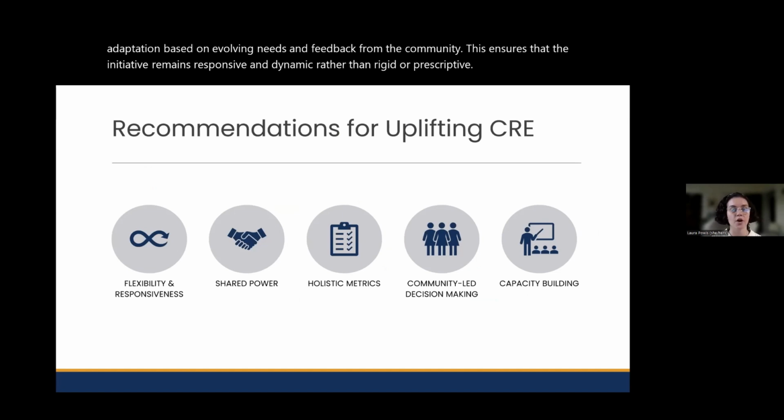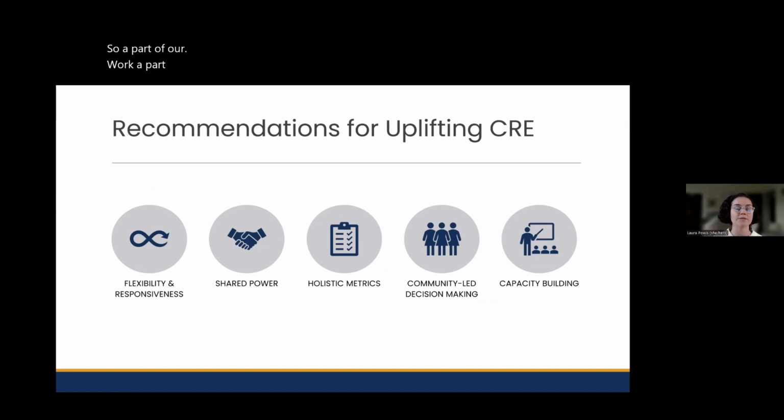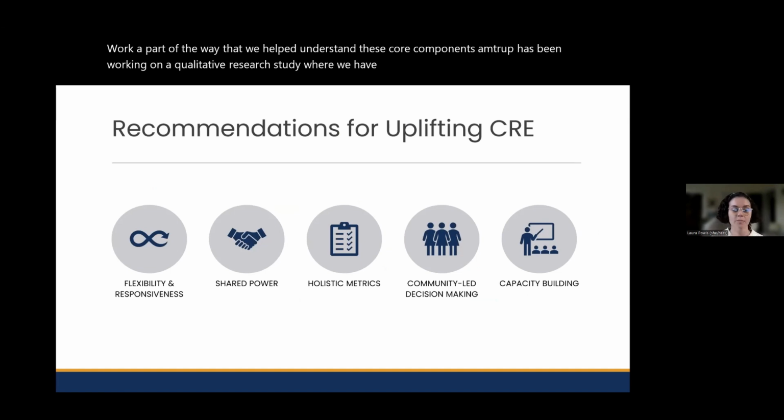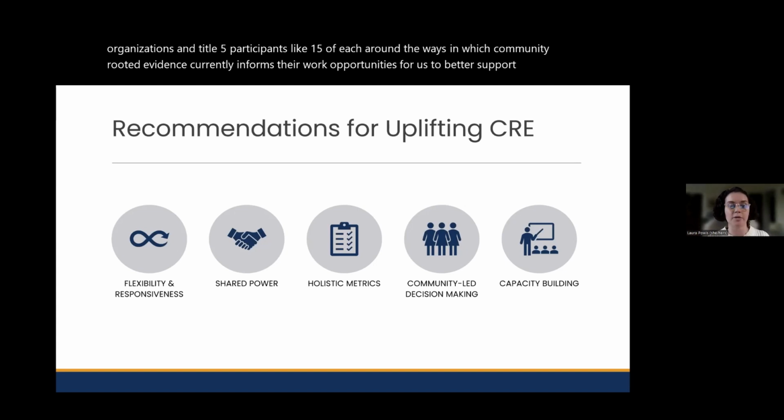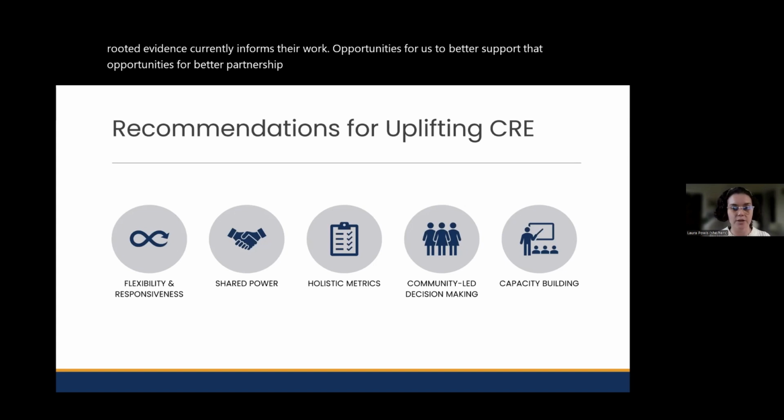So a part of our work, a part of the way that we helped understand these core components, AMCHIP has been working on a qualitative research study where we have interviewed community-based organizations and Title V participants, like 15 of each, around the ways in which community-rooted evidence currently informs their work, opportunities for us to better support that, opportunities for better partnership between Title V and community-based orgs.